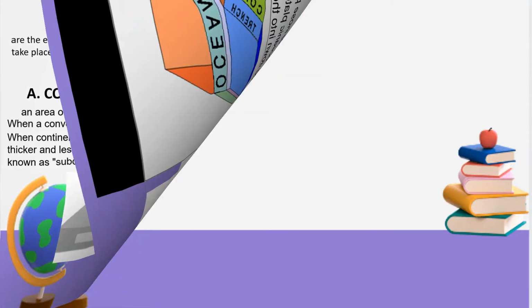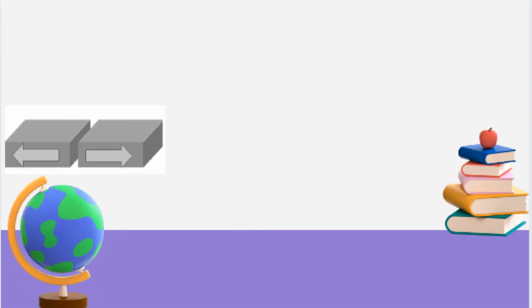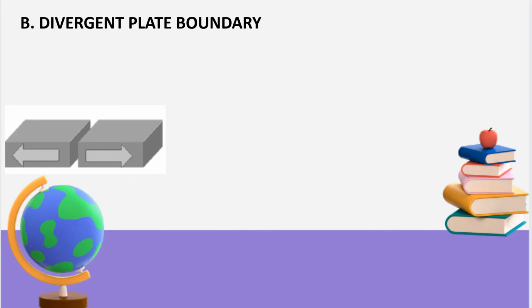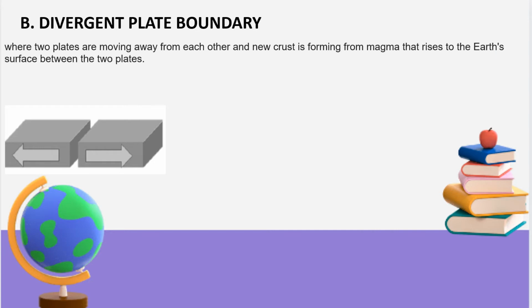Next, we have another type of plate boundary. So kanina nakita nyo sa illustration is yung dalawang arrow ay nagsalubong. Dito naman ay naghiwalay naman. So we have the divergent plate boundary. When we say divergent plate boundary, it is where two plates are moving away from each other and new crust is forming from magma that rises to the Earth's surface.